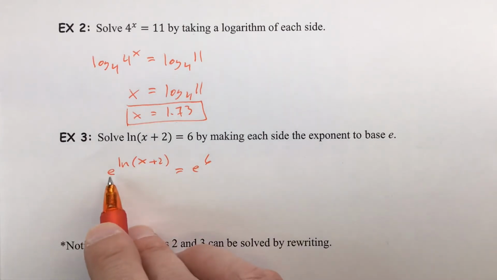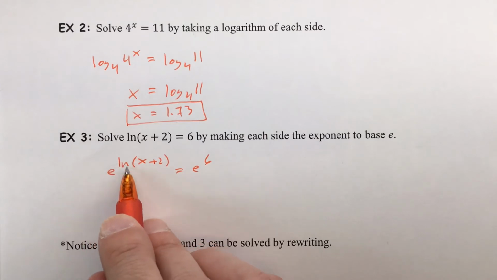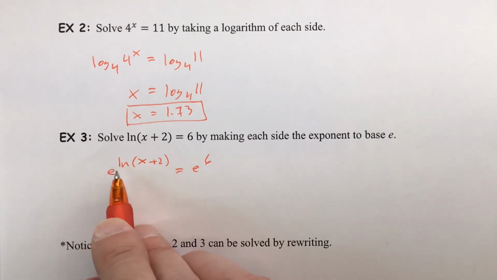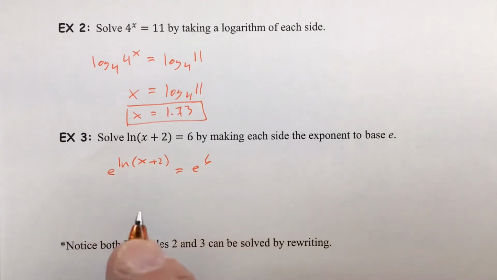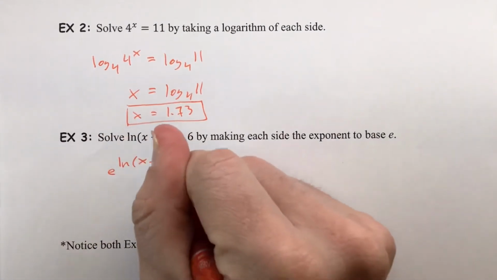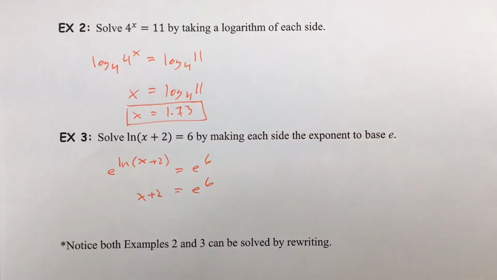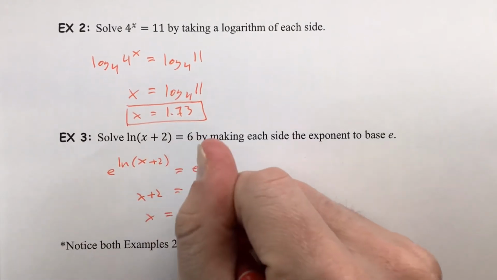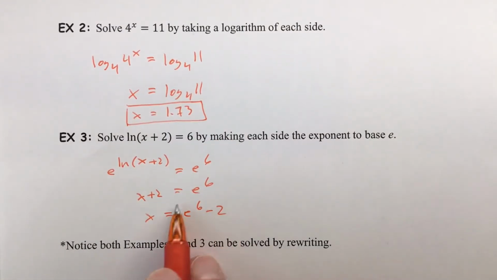Now over here what we would have is e to the log base e of something. So all of this is going to cancel and just give you back the x plus 2, which will be equal to e to the 6th power. Then to get x by itself, we would just subtract 2. And this is the answer for x, which we'll just go ahead and evaluate in the calculator.